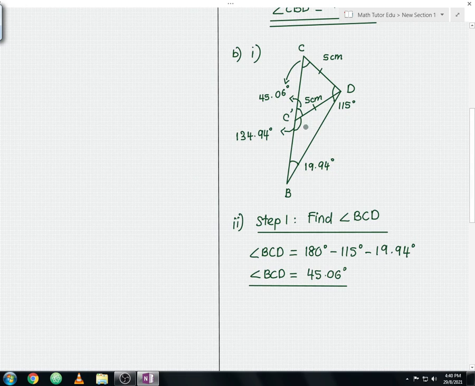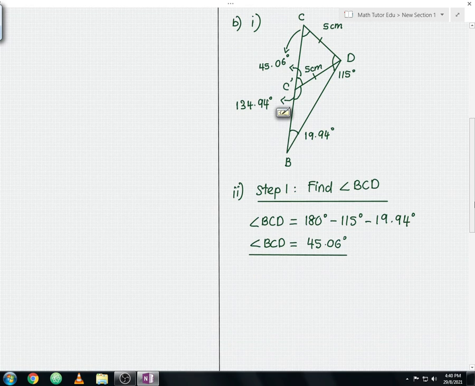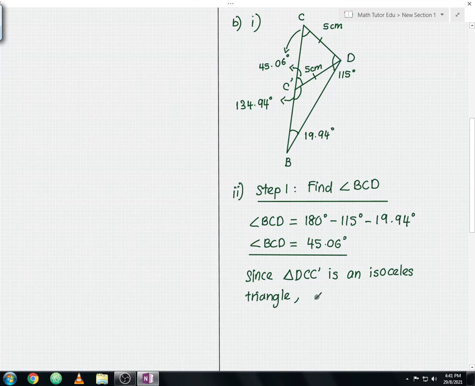If you are still not clear, let me write the full statement over here. Since triangle DCC prime is an isosceles triangle, your angle BCD should be equal to angle CC prime D. These two angles must be the same, which in this case is 45.06 degree. Let me box this.